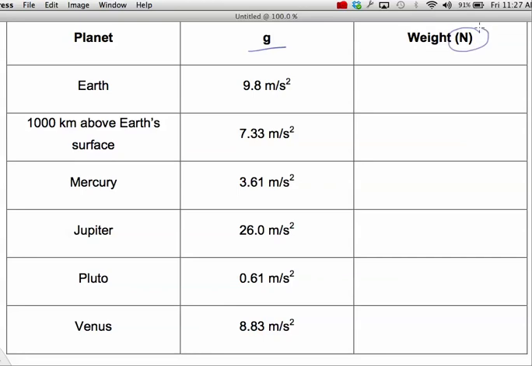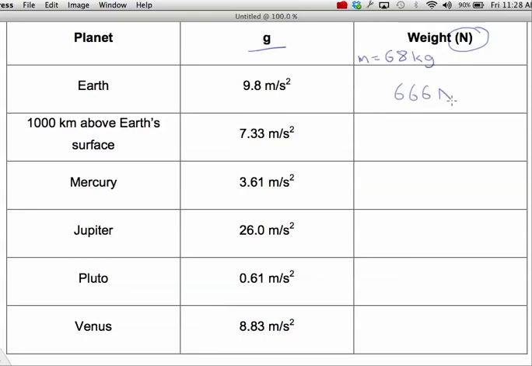So let's take, for example, a person with a mass of 68 kilograms. That's equivalent to about 150 pounds. So to find their weight on Earth, we would do mass times acceleration, 68 times 9.8, and we'd get their weight is about 666 newtons.